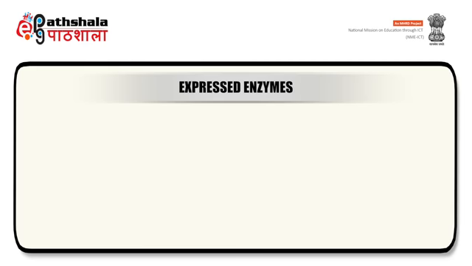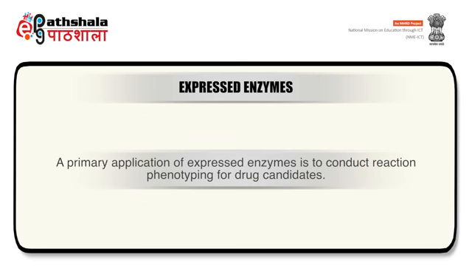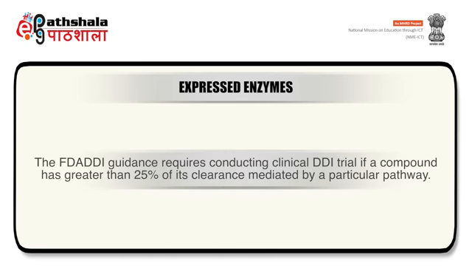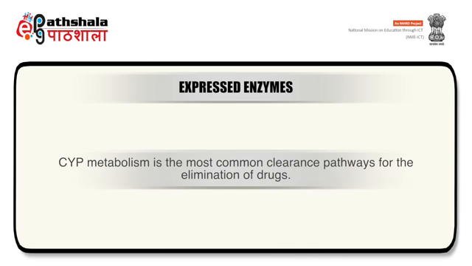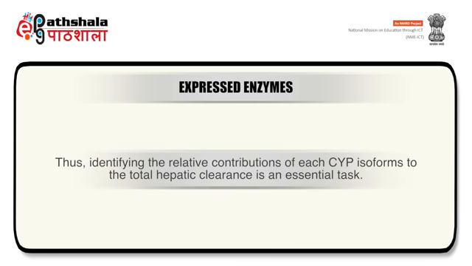Okay, now we are talking about expressed enzymes. A primary application of expressed enzymes is to conduct reaction phenotyping for drug candidates. The FDA DDI guidelines require conducting a clearance DDI trial if a compound has greater than 25% of its clearance mediated by a particular pathway. CYP metabolism is the most common clearance pathway for the elimination of drugs. Thus, identifying the relative contribution of each CYP isoform to the total hepatic clearance is an essential task.